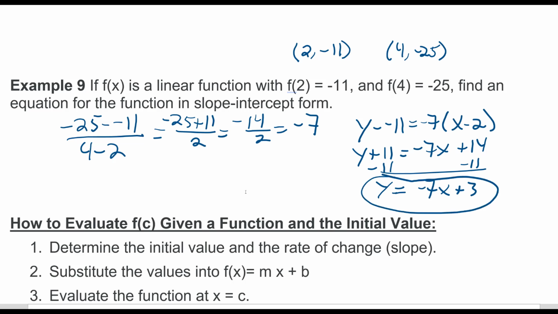Okay, in the next video, we'll finish this off with how you evaluate f of c given a function and the initial value.